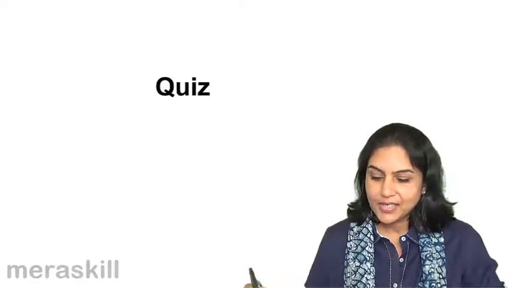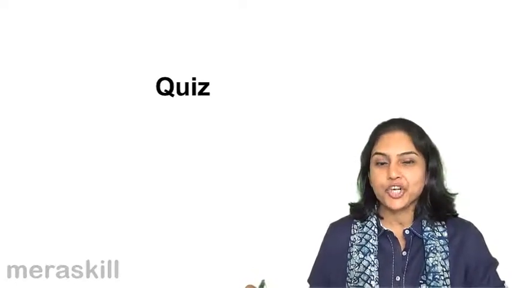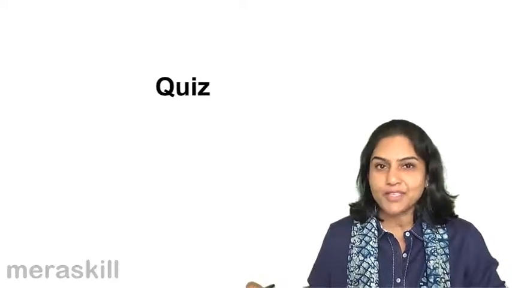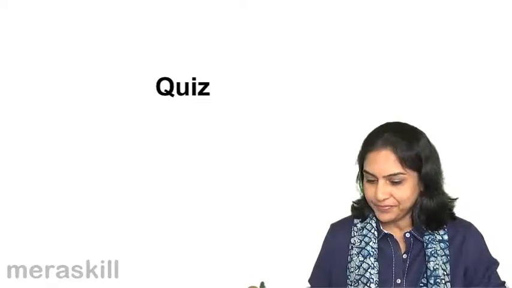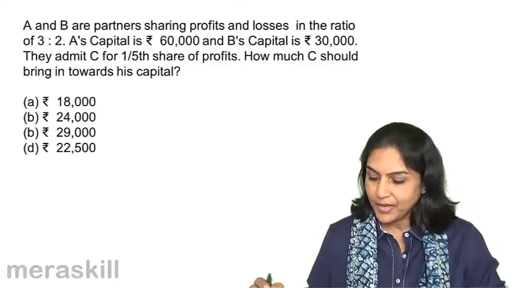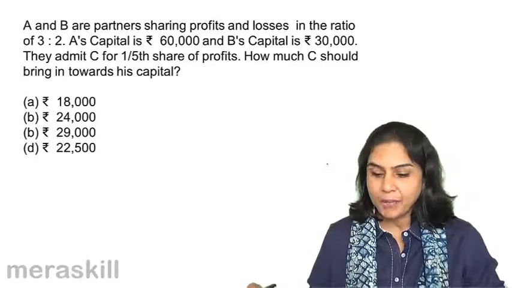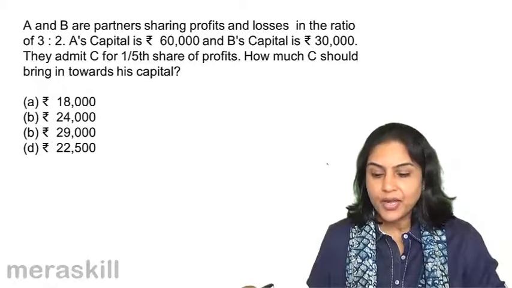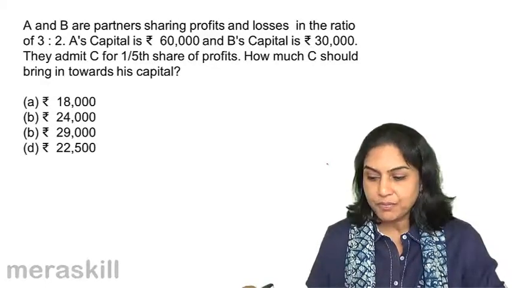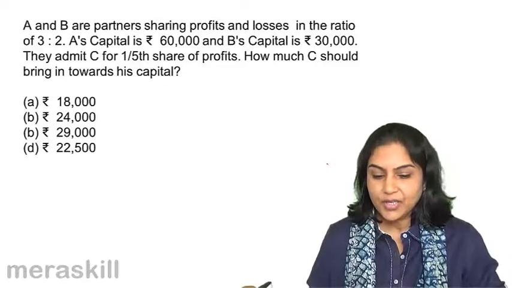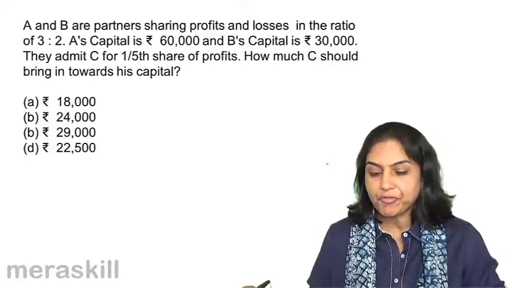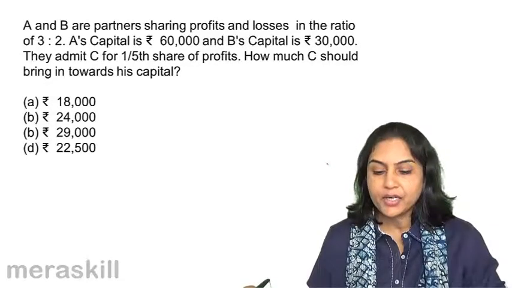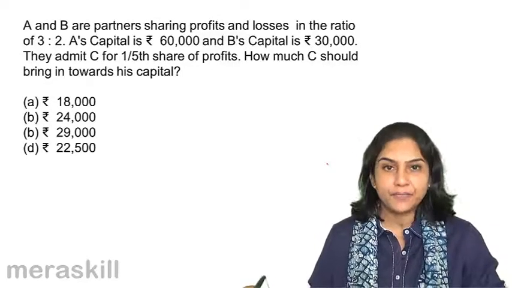Quiz. So now let us take a short quiz to test our understanding of the concepts discussed so far. A and B are partners sharing profits and losses in the ratio 3:2. A's capital is 60,000, B's capital is 30,000. They admit C for 1/5 share of profits. How much C should bring in towards his capital?